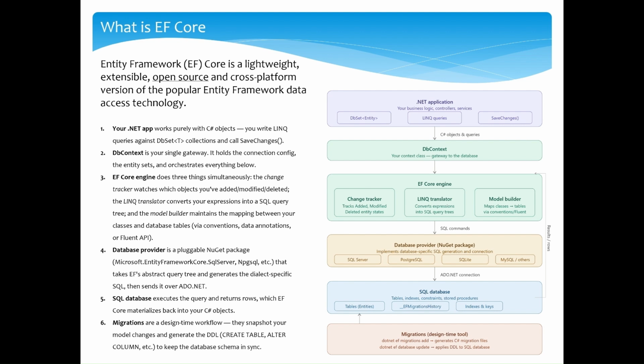When you ask for data, the EF Core engine uses a LINQ translator to convert your expressions into an abstract SQL query. At the same time, the model builder ensures your C# classes line up perfectly with your database tables. A pluggable database provider package like SQL Server takes that query, turns it into standard SQL, and runs it over an ADO.NET connection. The SQL database processes the query, returns the rows of data, and EF Core materializes them cleanly back into C# objects for your code to use.